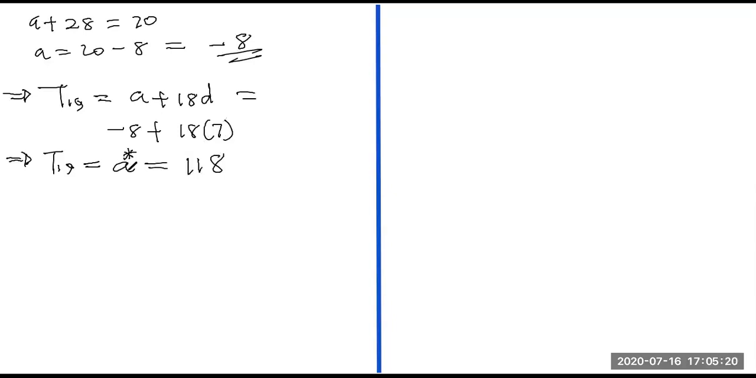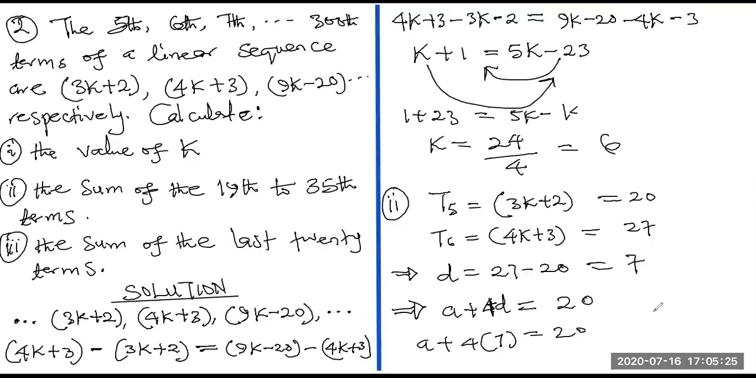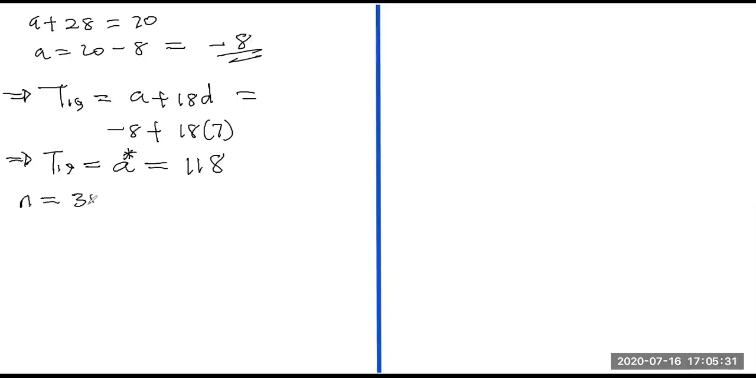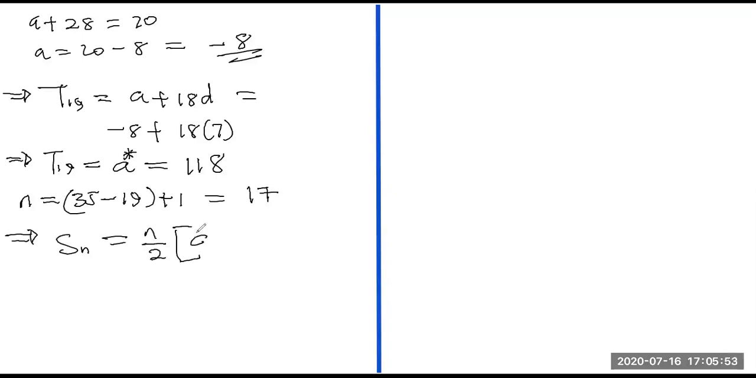Alright, so what's our number of terms? We are adding from the 19th to the 35th terms. So the number of terms n is equals to 35 minus 19, and we plus 1 to it. 35 minus 19 plus 1 will give us 17. So we have our number of terms is 17. So that implies that Sn equals to n over 2 into 2a, where the a is the pseudo a, then plus n minus 1 d.